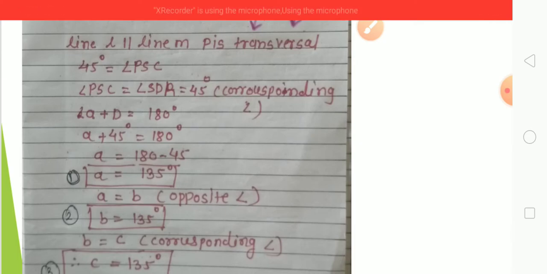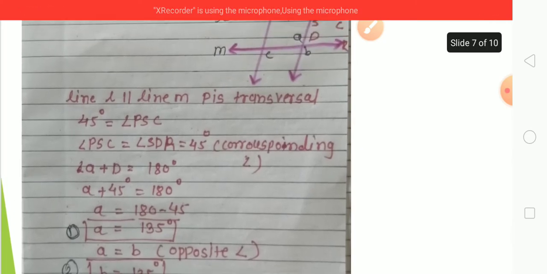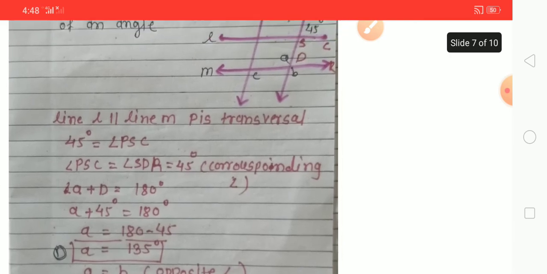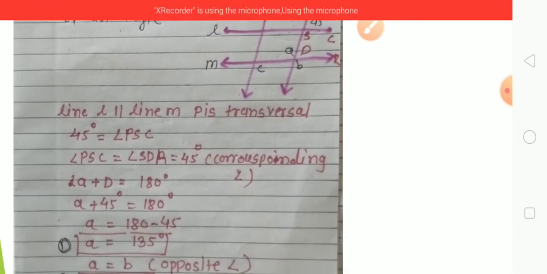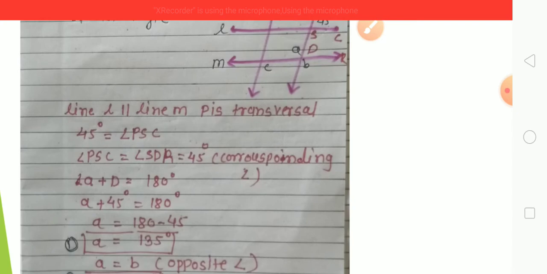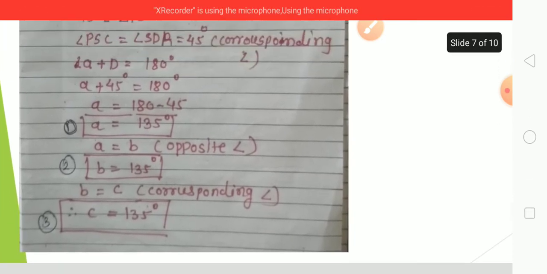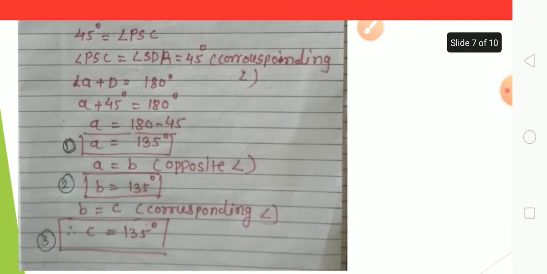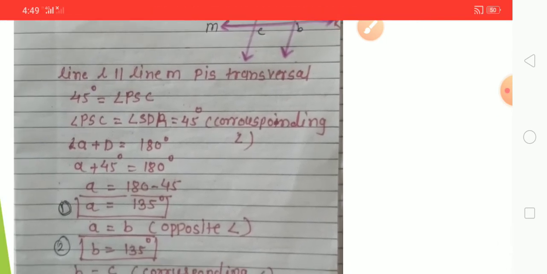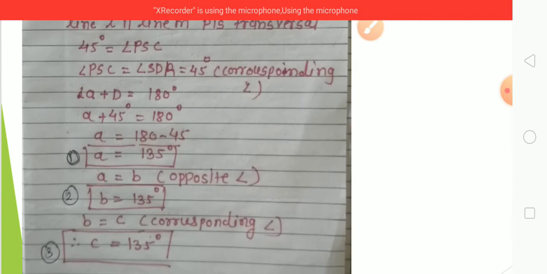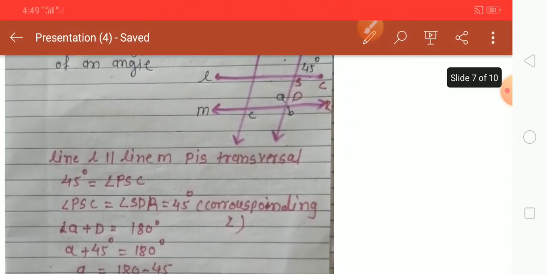So A is 135. When two lines are parallel to each other and one transversal intersects, the sum of the interior angles is 180 degree. That is, the sum of interior angles is supplementary. So therefore A is equal to 135. A is equal to B, that is the opposite angle. So B is also 135. B is equal to C, that is the corresponding angle.